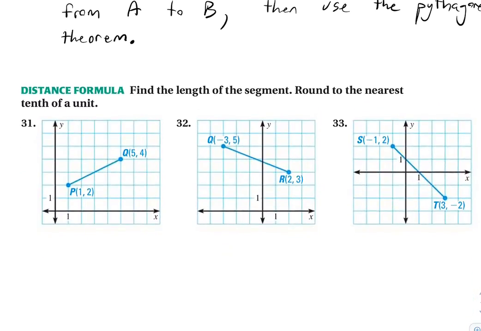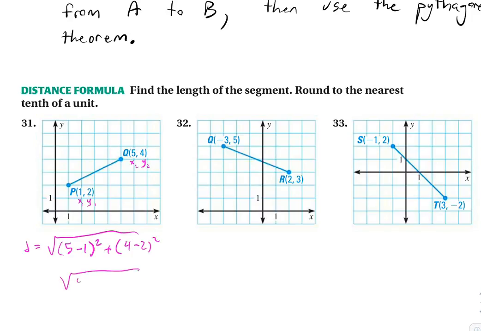So for example, first one, let's do the distance formula. I'm going to call this my (x1, y1) and this my (x2, y2). So the distance is the square root of, let's see, whoops. Whoa, that's crazy. Let's undo that. Square root of (x2 minus x1) squared plus (y2 minus y1) squared, so (4 minus 2) squared. So that's the square root of 4 squared plus 2 squared, the square root of 16 plus 4.